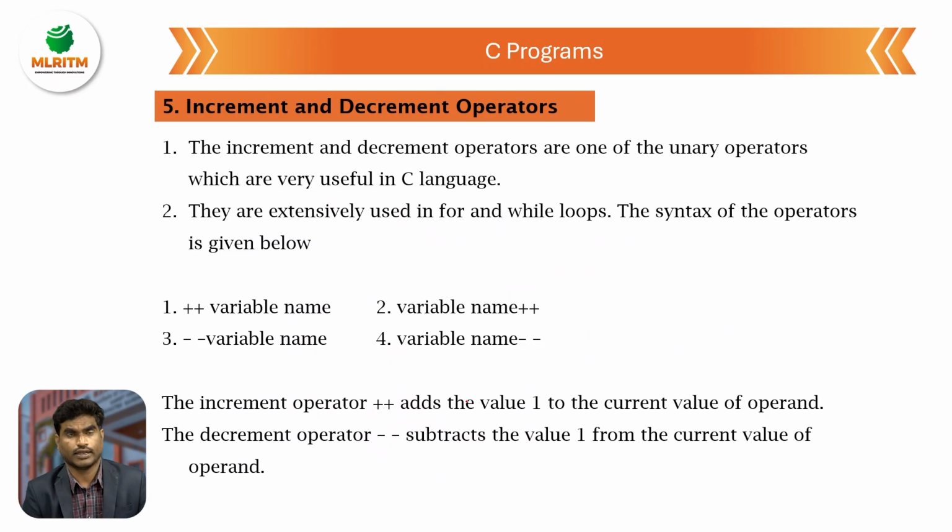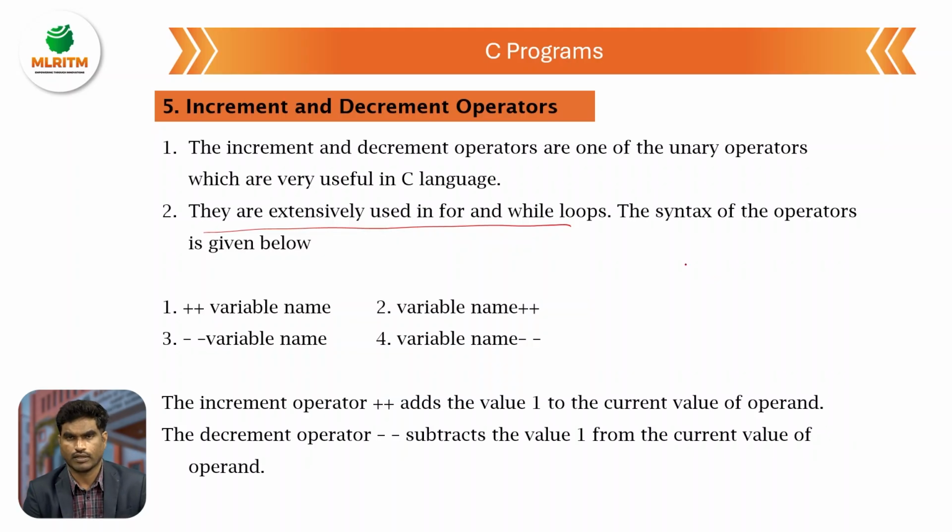Next, increment and decrement operators. Suppose you want to increase a value by one or decrease a value by one, you use increment and decrement operators. Increment means to increase the value by one. Decrement means to decrease the value by one. They are extensively used in for and while loops.